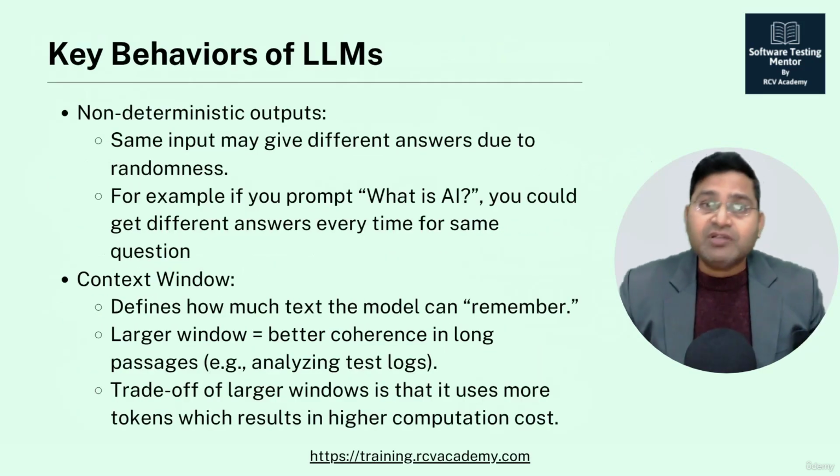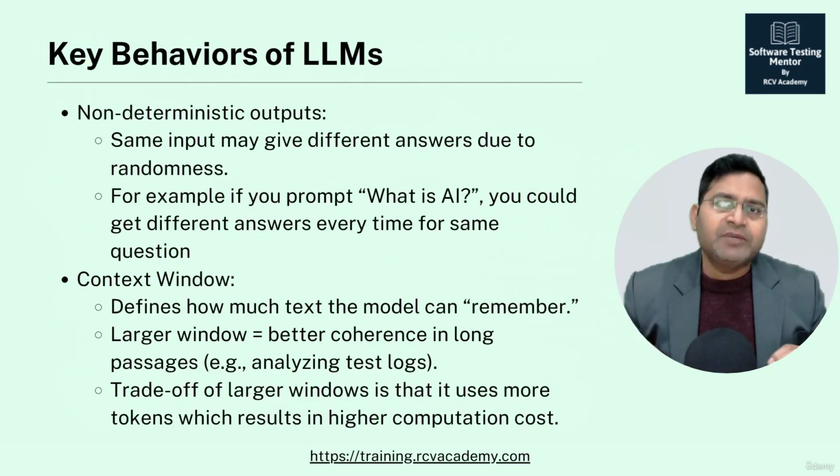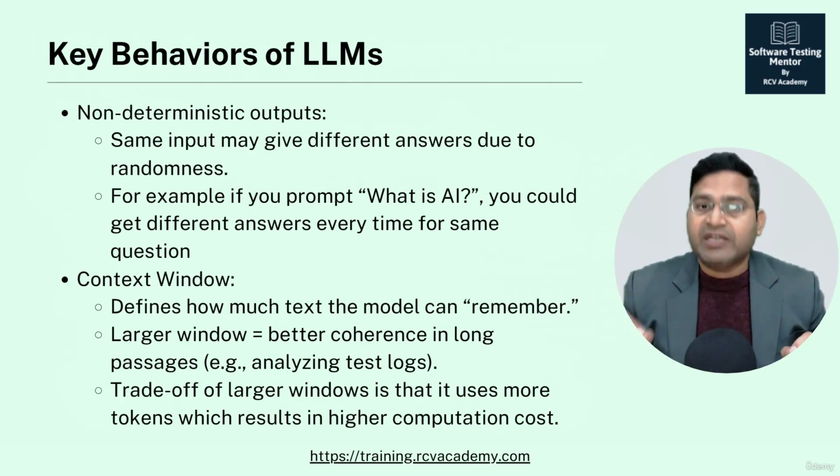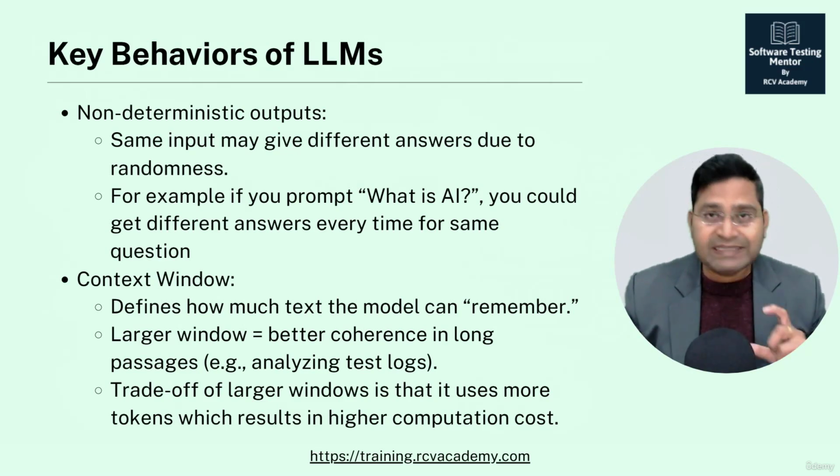Now the key behaviors of large language models. First thing, non-deterministic output. Why? Because if, for example, I ask a question, what is software testing, in any of the large language models, say ChatGPT or Gemini, I'll get different answers every time. The same input may give different answers due to randomness, because large language models generate the content uniquely every time. You won't get the exact same answer. So non-determinism is a key behavior of large language models. For example, if you ask what is AI, you could get different answers every time for the same question, in the same model.